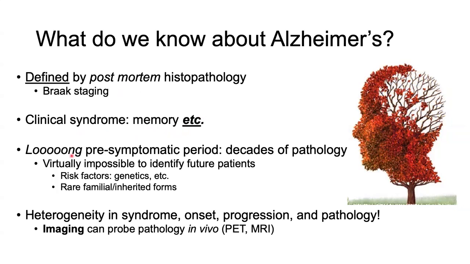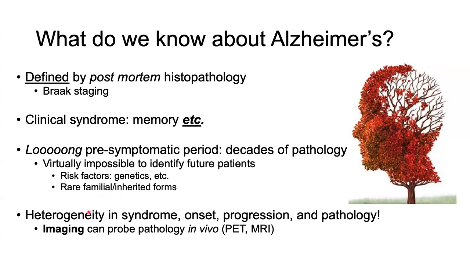Alzheimer's has a long pre-symptomatic period with potentially decades of pathology going on before the symptoms kick in, making it virtually impossible to identify future patients before those symptoms do kick in. We've learned a bit over the years. We know some risk factors, including things from genetics. And we've learned quite a bit from some more rare inherited familial forms of the disease, where we can recruit children of patients who have these mutations before they actually develop symptoms. I'll show you a little bit of an example of that.